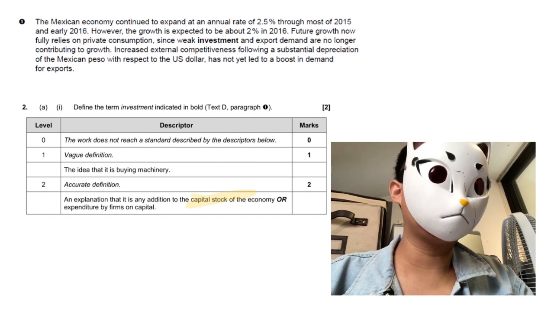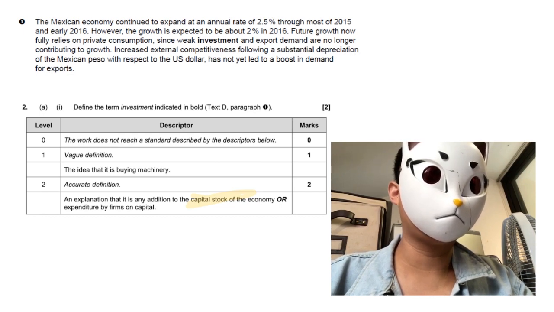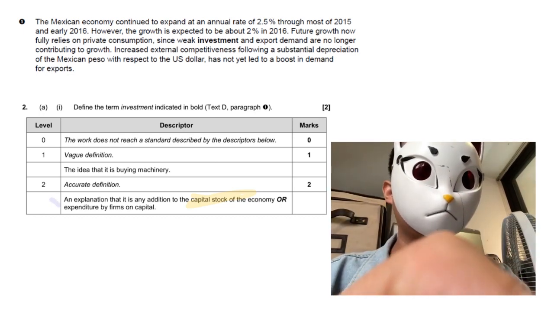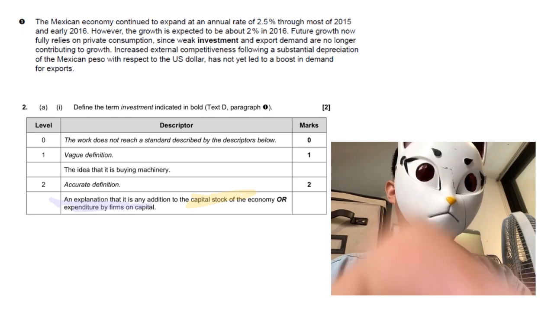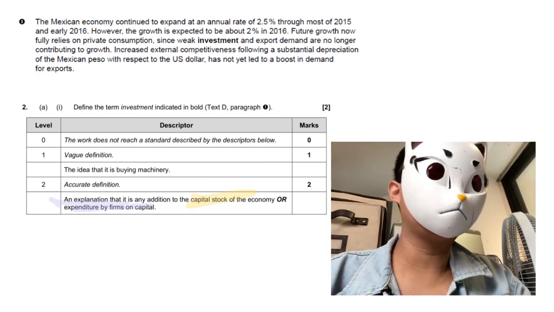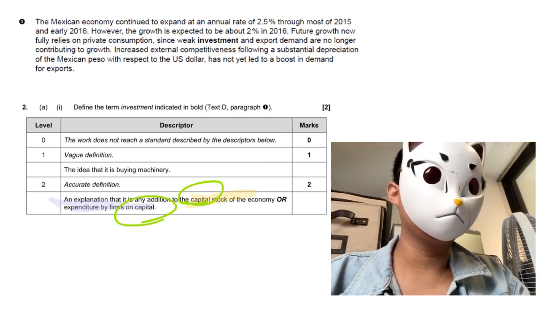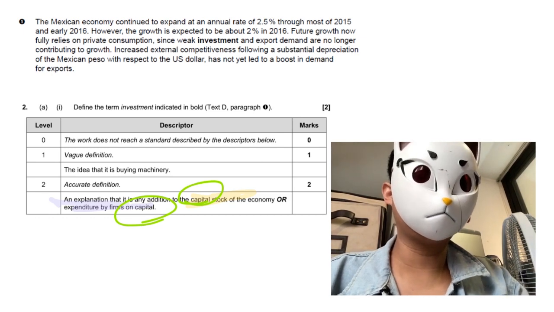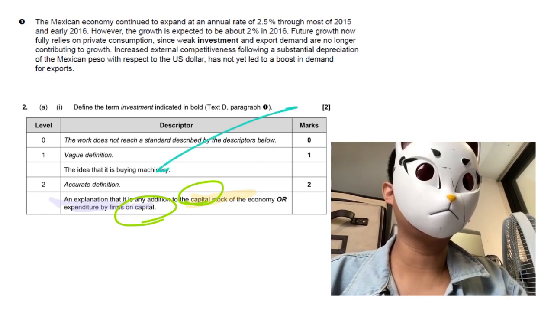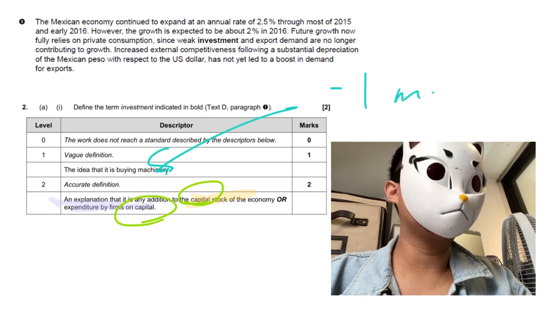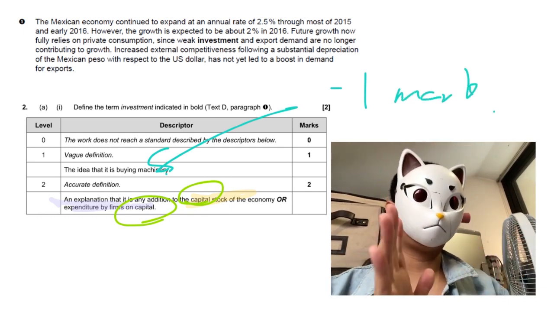So indeed, the definition is about the capital stock, or you may say it's the expenditure by firms on capital. So you must highlight the term capital, otherwise you cannot get 2 marks. If you give machinery, things like this, 1 mark will be deducted. You must mention the term capital.